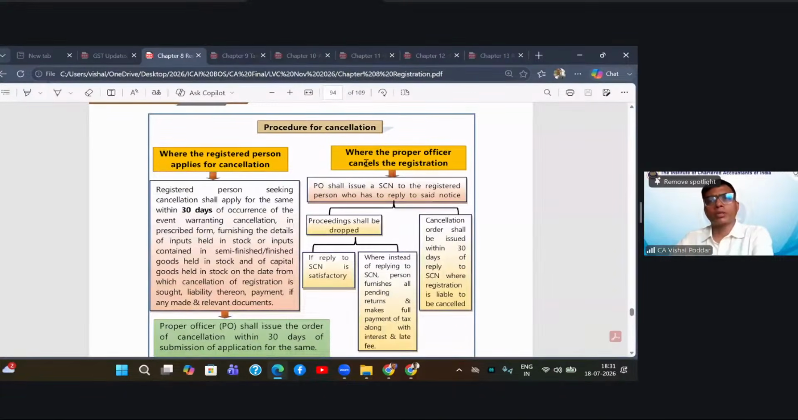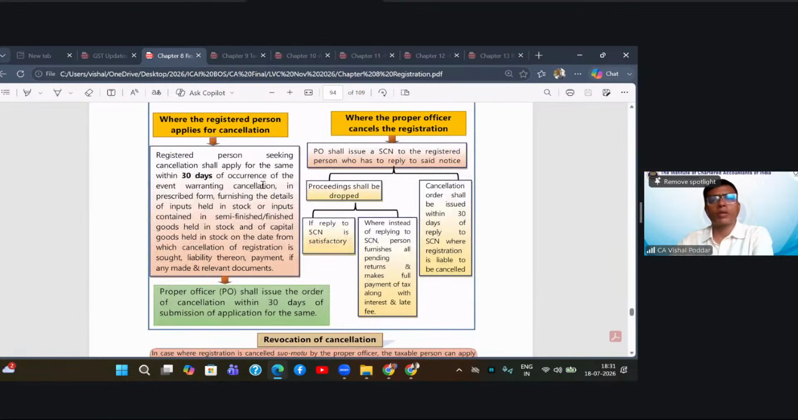Now, what is the procedure for cancellation? So as I said, either you may apply. You have to make the application within 30 days of the occurrence of the event because of which you want to cancel. In such cases, you have to furnish the details of whatever stock you are holding on the date of cancellation. Why? Because if you recall previous chapters, whatever is the stock lying on the date of you becoming unregistered, you will have to reverse the input tax credit taken on that.